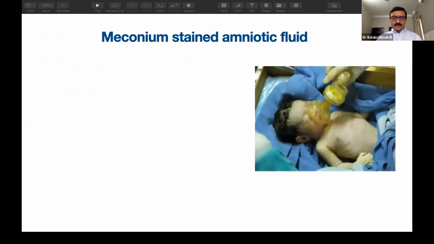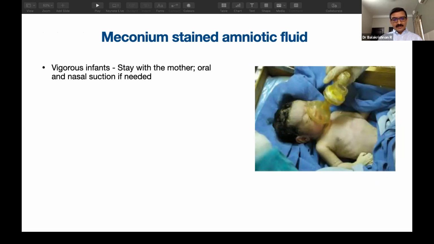So this is the most controversial thing about meconium stained amniotic fluid. So what should we do about it? We classify the babies born through meconium stained amniotic fluid as, one, vigorous infants. Vigorous infants are the ones who are crying, who are breathing, who have a heart rate of more than 100, and who have a good tone. So these babies stay with the mother. We do oral and nasal suctioning if needed.